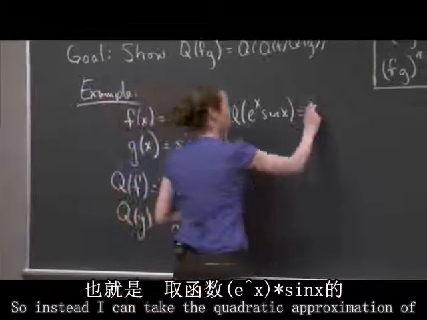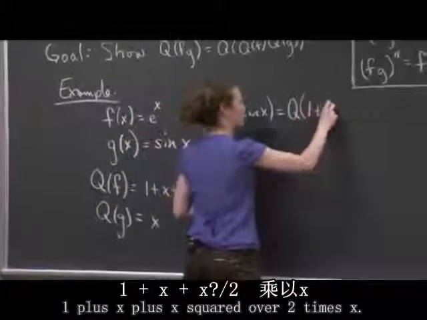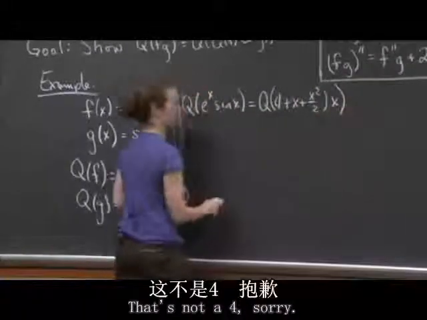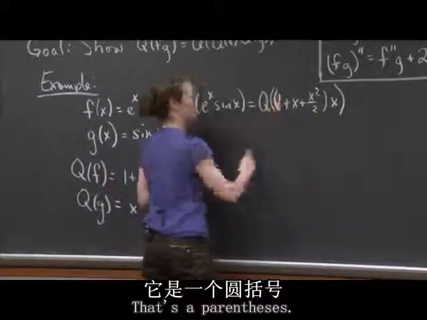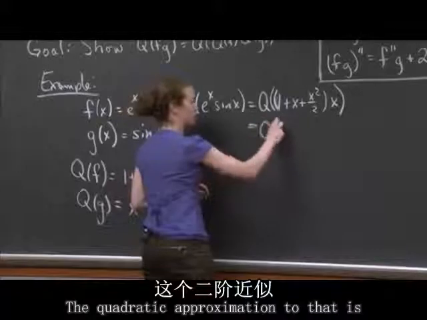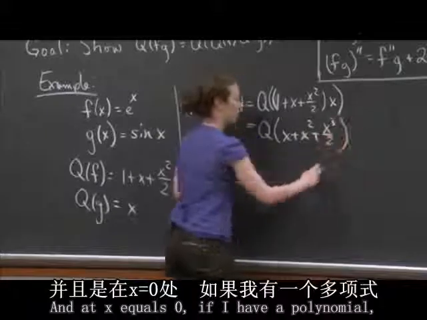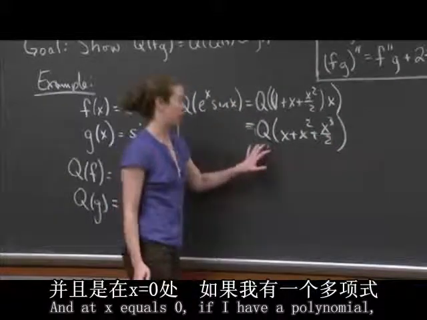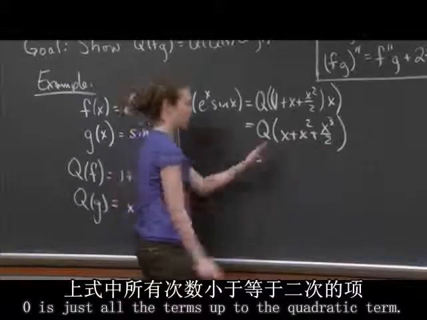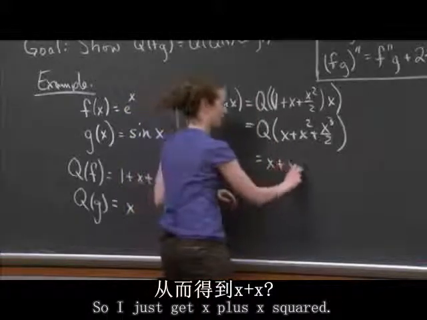So instead I can take the quadratic approximation of Q of f, which is the e to the x, so 1 plus x plus x squared over 2, in parentheses, times x. And what is that? The quadratic approximation to that is the quadratic approximation to x plus x squared plus x cubed over 2. And at x equals 0, the quadratic approximation to a polynomial is just all the terms up to the quadratic term. So I drop off higher order terms, and I just get x plus x squared.